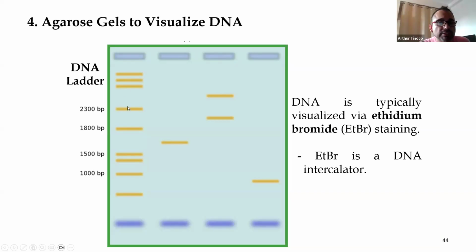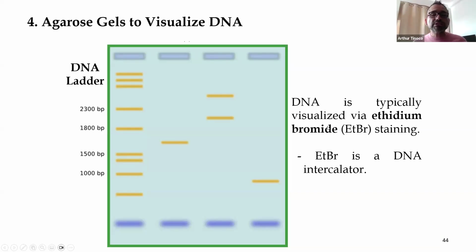Here's a representation of 2,300, 1,800, 1,500, and so forth. The subsequent lanes can be experimental samples, where, let's say, you isolated DNA from a tissue and you want to see what you've isolated in terms of size. You run them, and based on where they fall in terms of their movement through the gel, you compare it to the DNA ladder to get a measure of how many base pairs compose that particular DNA.